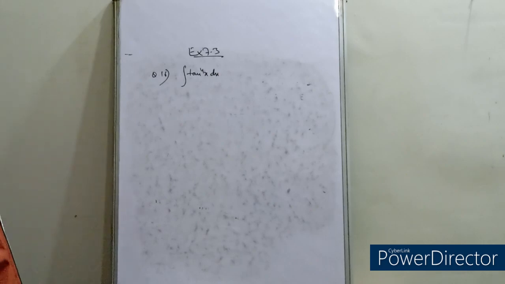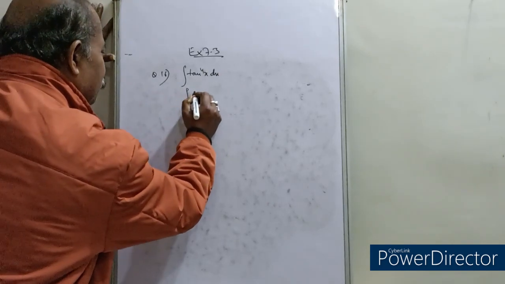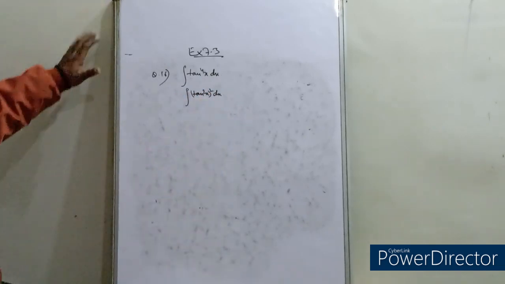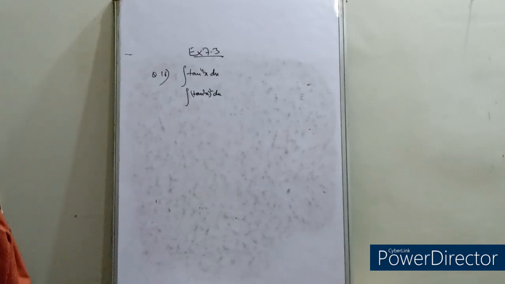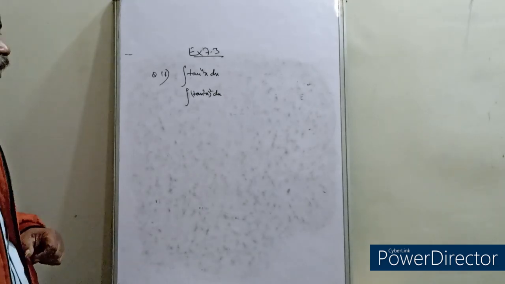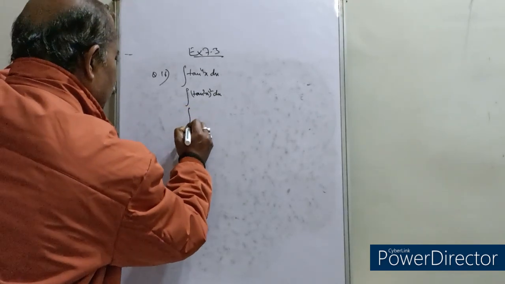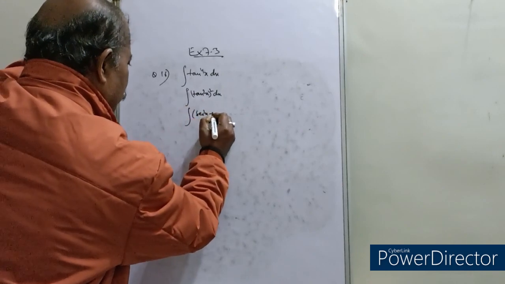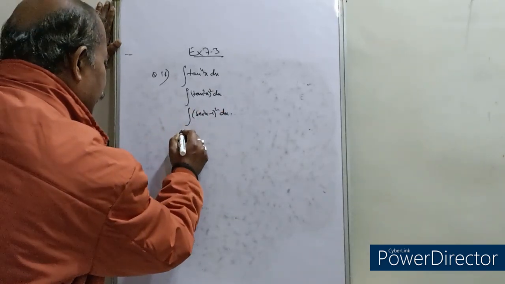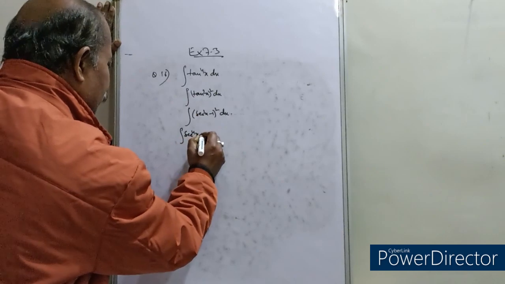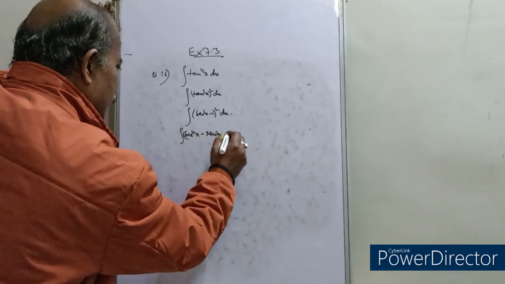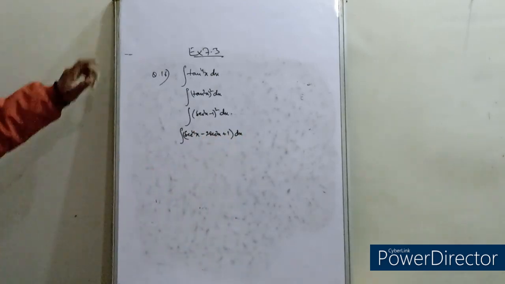So first of all, a basic idea: the integral of tan square x the whole square dx. Now I convert tan square x into sec square x minus 1, so this becomes sec square x minus 1 the whole square dx. Now using a minus b the whole square, this will be sec 4x minus 2 sec square x plus 1 dx.